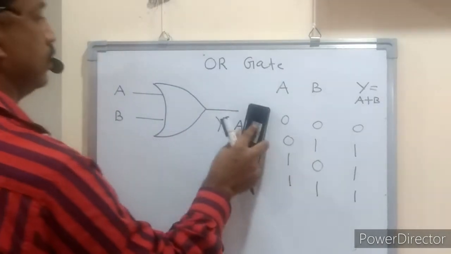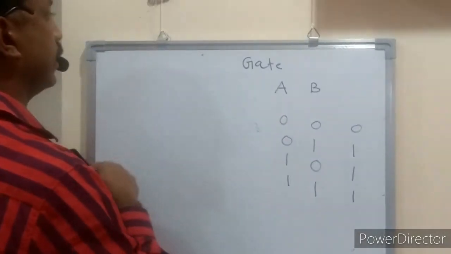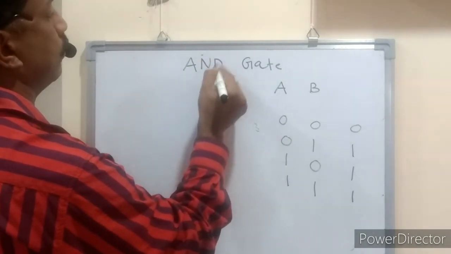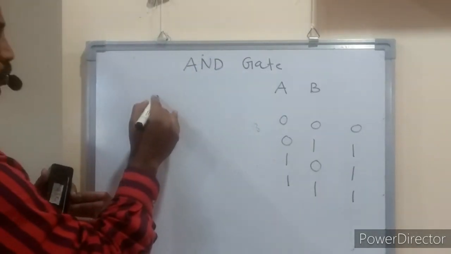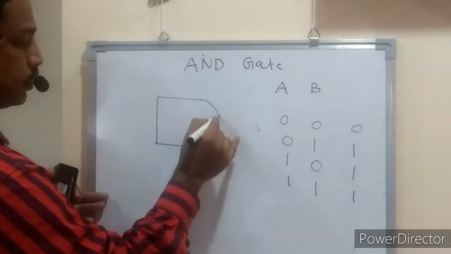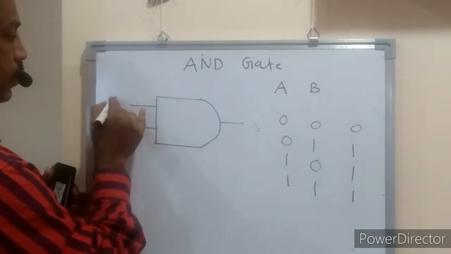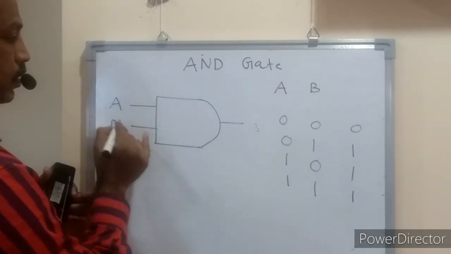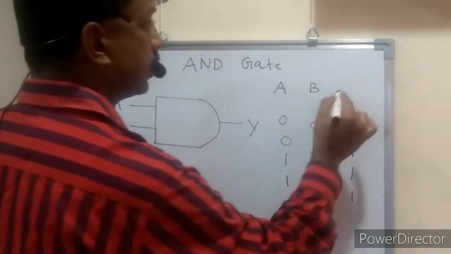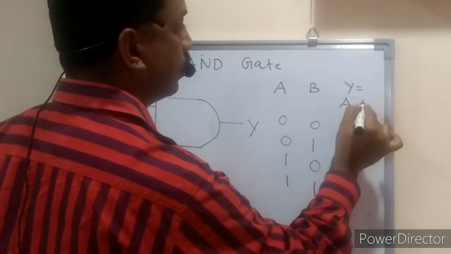Now the next gate is the AND gate. The AND gate also has two or more inputs and one output. So here we say that A and B are the two inputs, and here you will get one output. The AND gate is nothing but Y equal to A dot B.